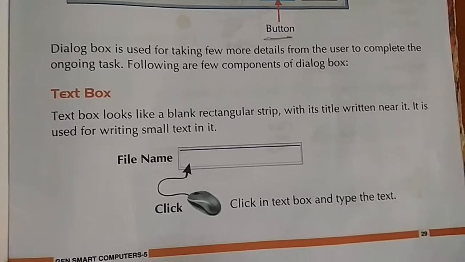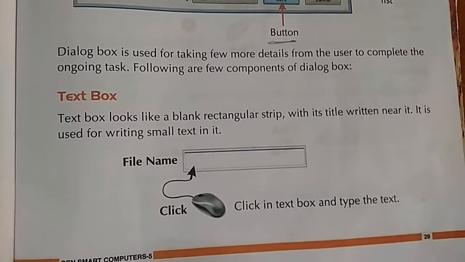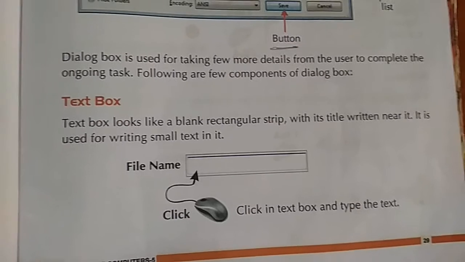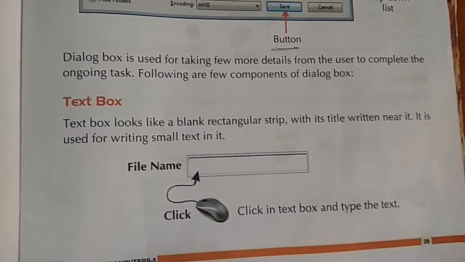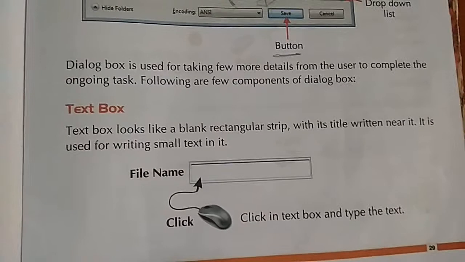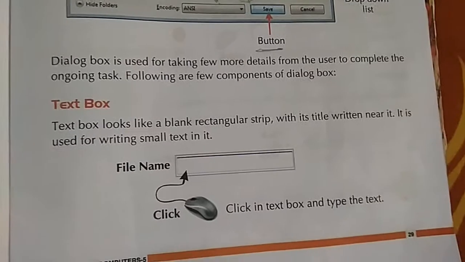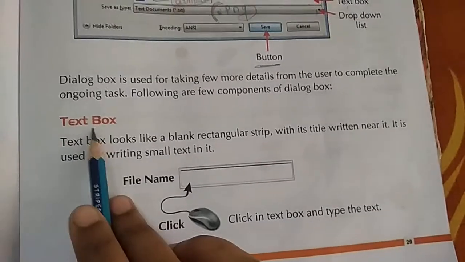Students, in last week we discussed interacting with windows. Now today we will discuss a few components of a dialog box. First one is a text box.